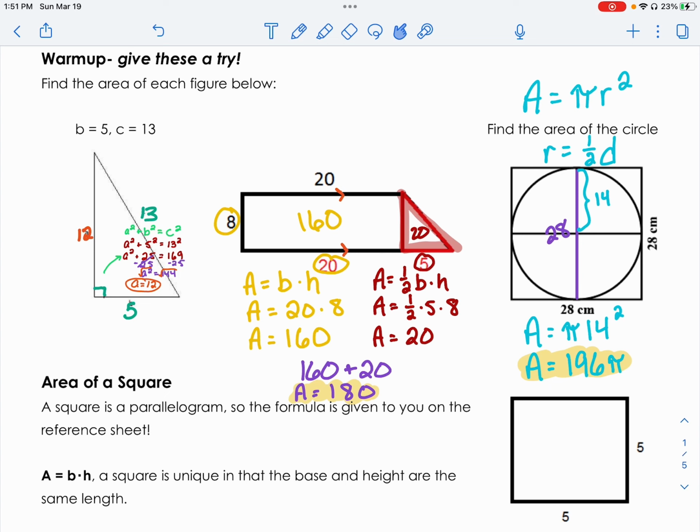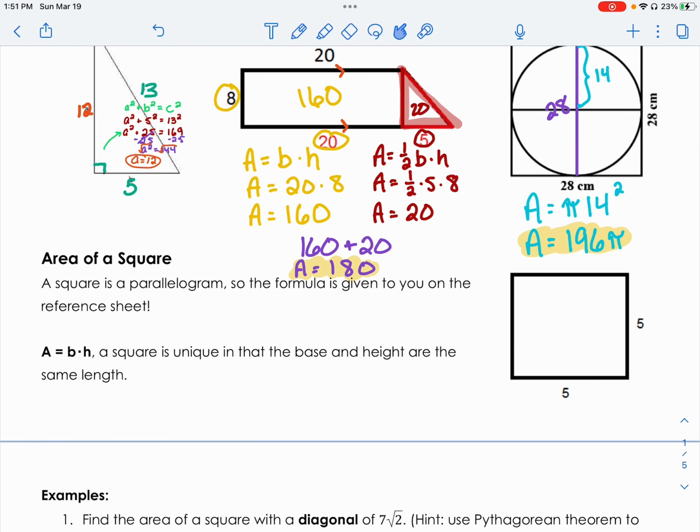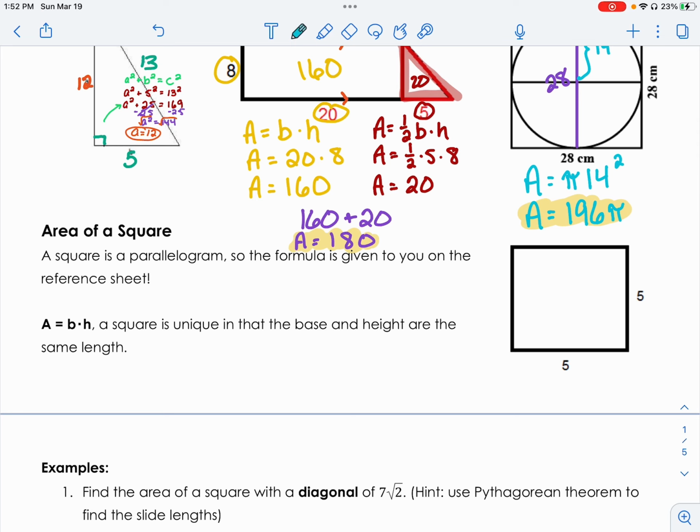Okay, now the area of a square. This is some new, ever so important information. And a square is a parallelogram. Think about your hierarchy of quadrilaterals. A square is considered a parallelogram. So this formula will be given to you on the reference sheet. And the area of all parallelograms is base times height. But what is super cool about a square is that the base and height are the same length.